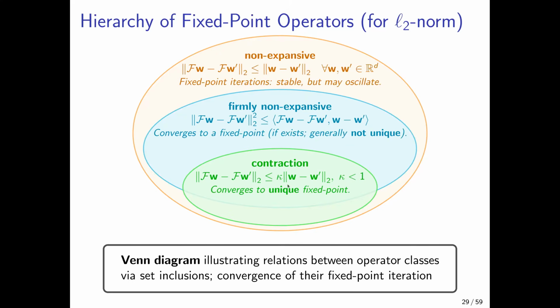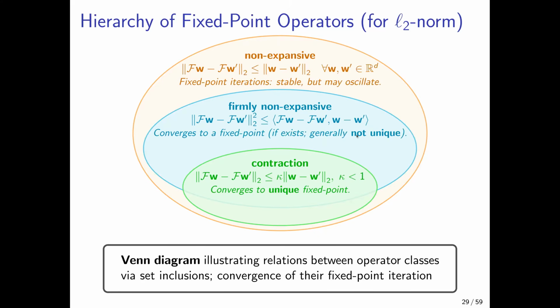So this means that every contraction and every firmly non-expansive operator is non-expansive, and contractions and firmly non-expansive operators have some overlap here. But also there are some contractions in this area below here, which are not firmly non-expansive, and there are also firmly non-expansive operators, which are not contractions. Yeah, and so this is just a simple overview of how they are related.